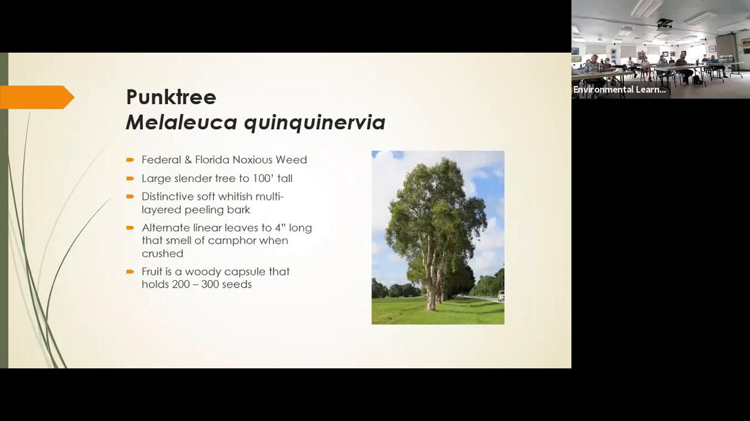The photo on the right was taken at the Dodgertown property on 43rd Avenue in Vero Beach, and those trees subsequently have been removed. They do get out of scale with our Florida landscape, reaching up to 100 feet tall. Some people call them white bottle brush trees. They're in that same family and have white bottle brush type floral parts. They have alternate linear leaves that smell like camphor when crushed, and the fruit is a woody capsule that can hold from 200 to 300 seeds. So it's a huge seed producer, and that's a common characteristic of plants that become invasive.